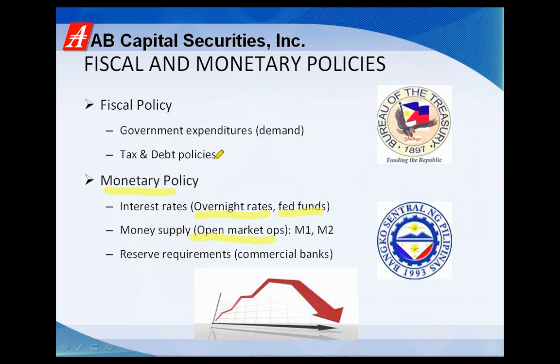Now we go back to fiscal policy. Fiscal policy basically is the government's ability to fuel the economy through government expenditures. And this is done through pump priming, either the government itself or in partner with the private sector, like what we're seeing with the PPP.